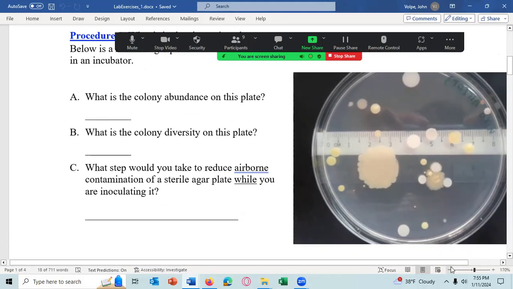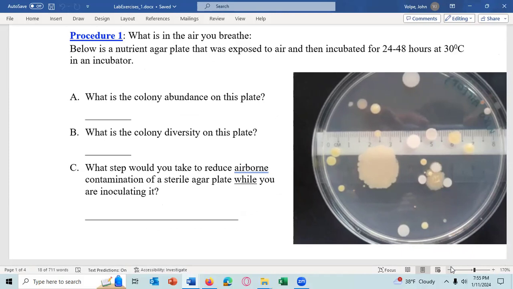Is there some leeway with this question? There is some leeway. How many colonies did you get for your abundance? For me, I wrote 28. So close to 30. So as long as your number is within 5 or 6 from what I estimate, I'll accept your number. Okay, sounds good. Thank you.